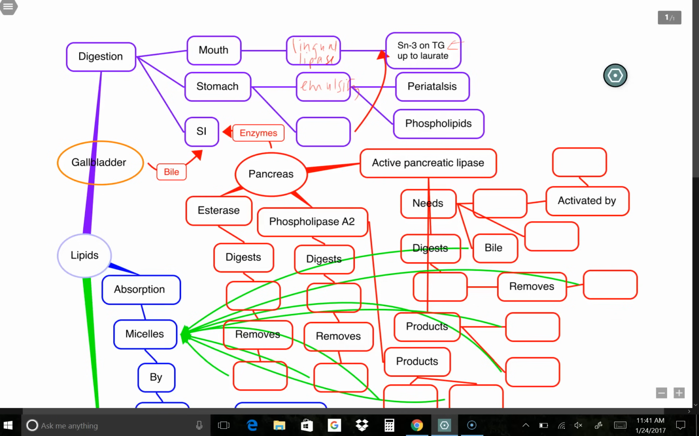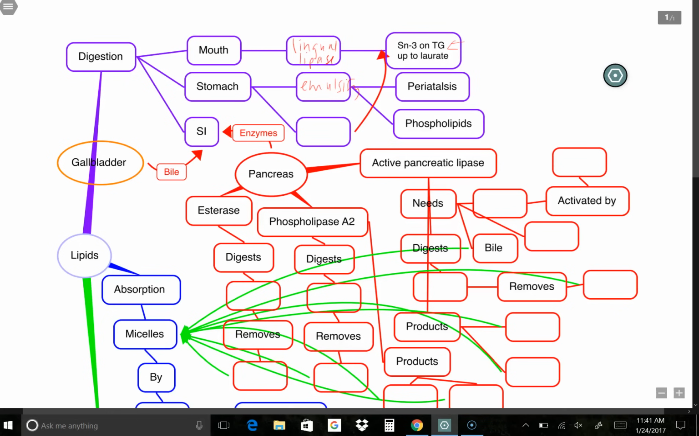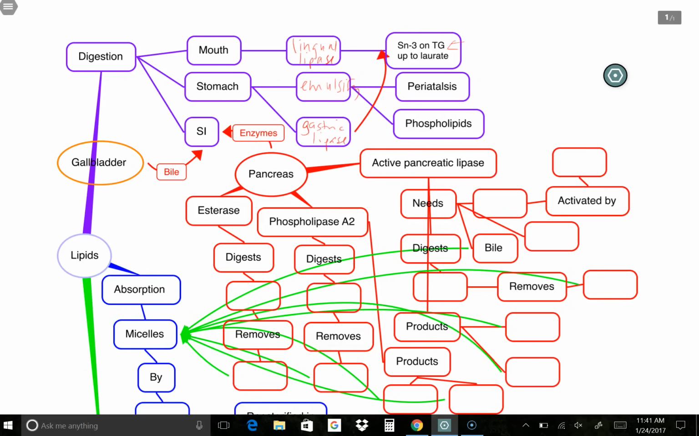We emulsify due to peristalsis, as well as a lot of the phospholipids and polysaccharides that we also have in the stomach. And then we have one lipid digesting enzyme in the stomach that's called gastric lipase that does the exact same thing as our lingual lipase. It's able to digest the SN3 fatty acid on a triglyceride only if it's short or medium chain length. It cannot digest long chain fatty acids, so only up to lauric acid.